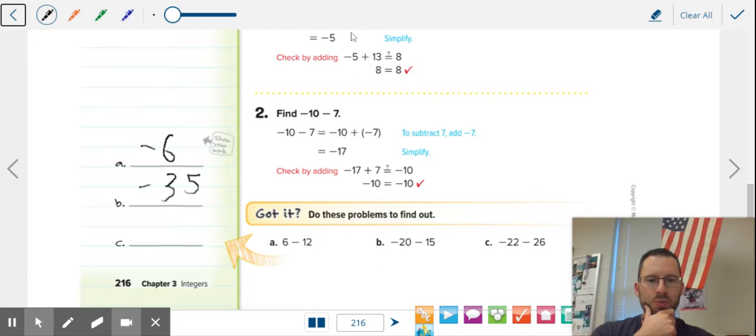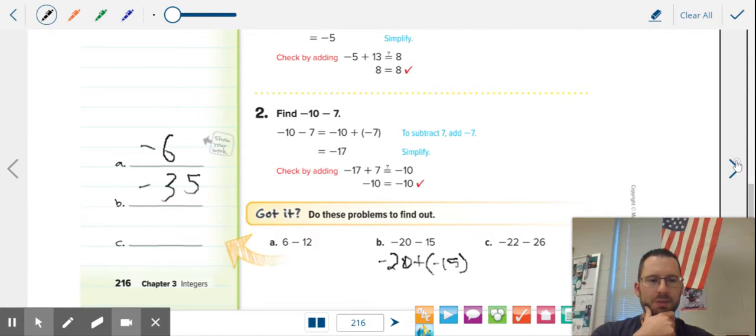When you do the change to addition here, you make the second number opposite. The opposite of 15 is negative 15. And this shows you why that works. Okay? And the same rule applies with example C. I'm not going to spend time on that example.